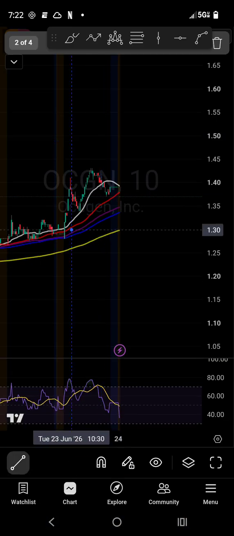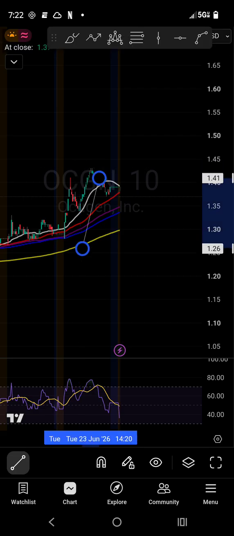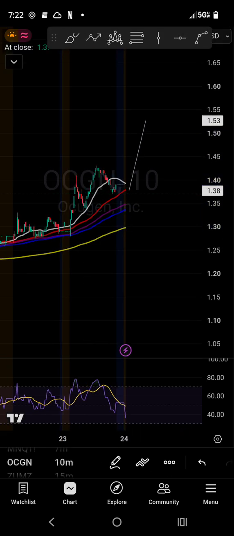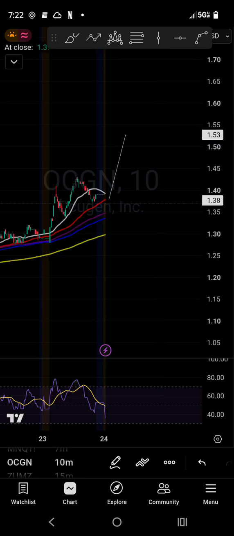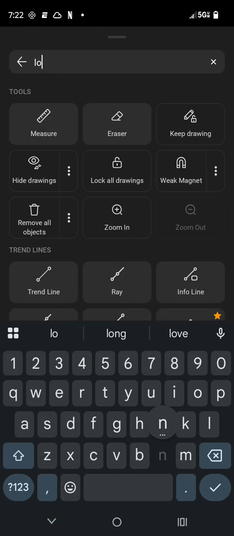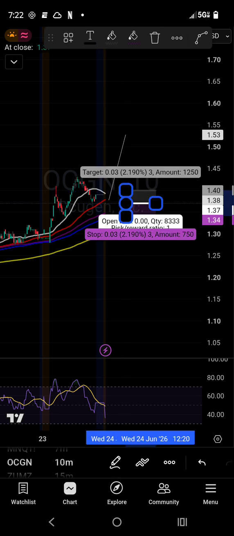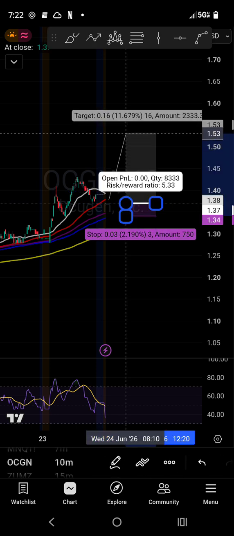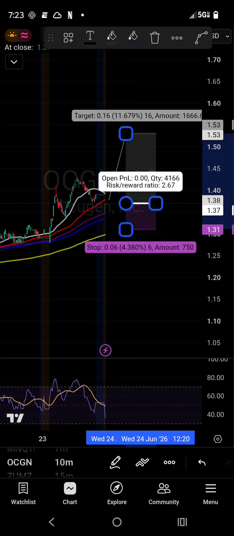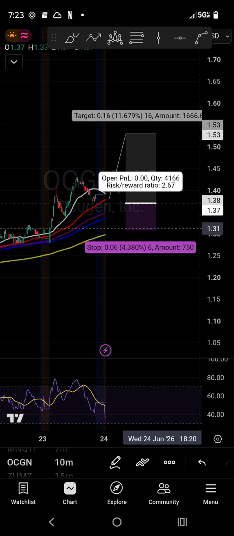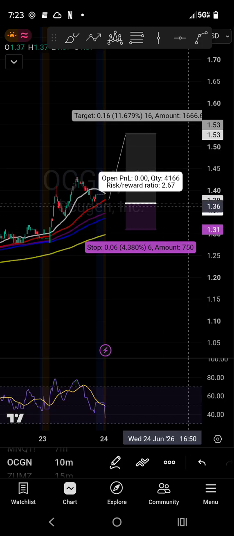from 1.38 a share to 1.53 a share on the 10-minute. That would be a 10% move, risking 3.6%. So if it hits 1.31, then you're out of the trade. This pattern that's trying to form here is negated.